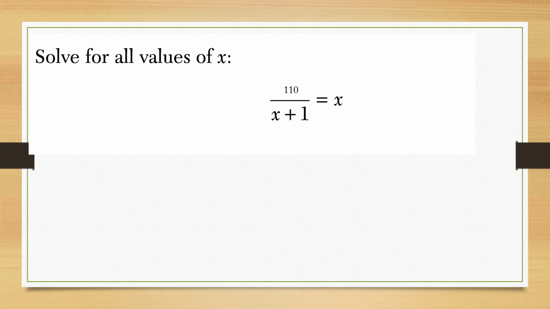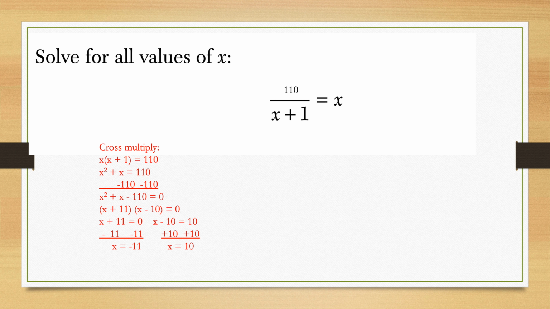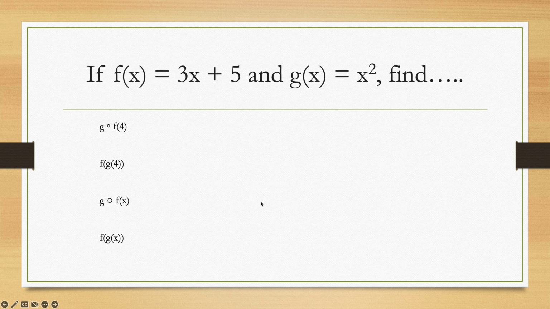You, of course, are doing stop and start. Cross multiplying. X times X plus 1 is 110. Get it all on one side. X squared plus X minus 110 is 0. X plus 11 is 0. X minus 10 is 0. Maybe it's the guy on the left, maybe it's the guy on the right. X could be negative 11 or X could be 10. All right, let's try the next one. Go ahead, all four of these.